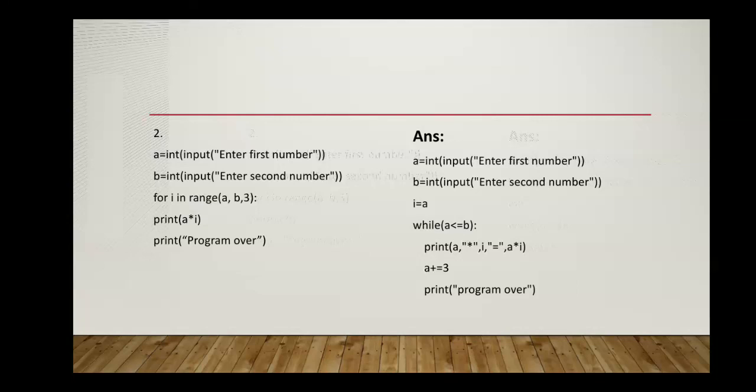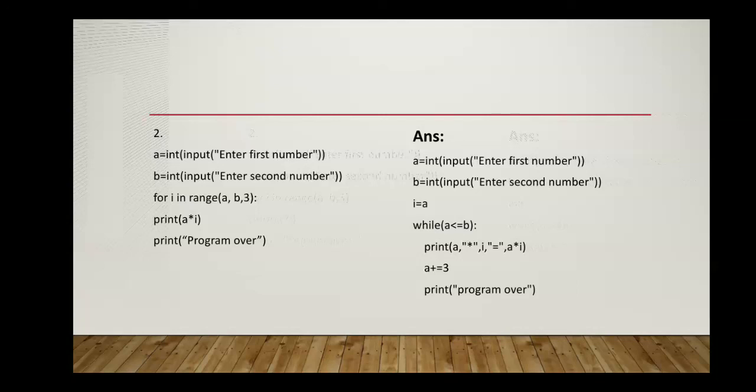Number 2. This program we have to write using the while. You can see for I in range A, B. So A is the initial value, B is the final value. We can check this number as a condition: while A less than equal B, and then print the value of I.